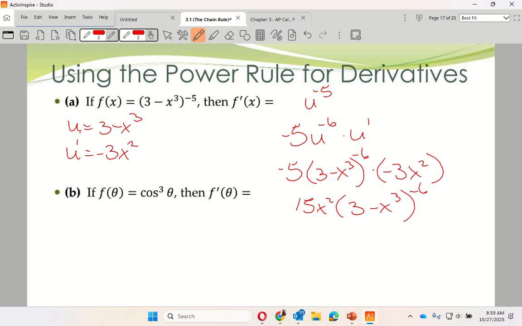Times negative sine to the second, right? Times u prime. What you got? Oh, so there's just negative sine. 3 cosine to the second times negative sine. So it's 3 cosine squared theta times negative sine theta.